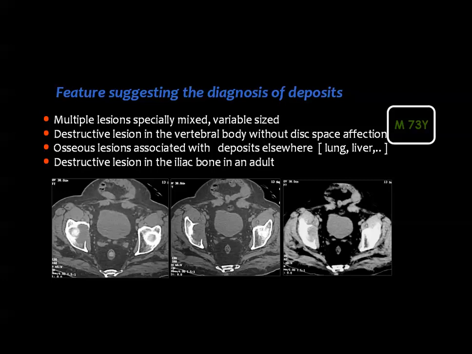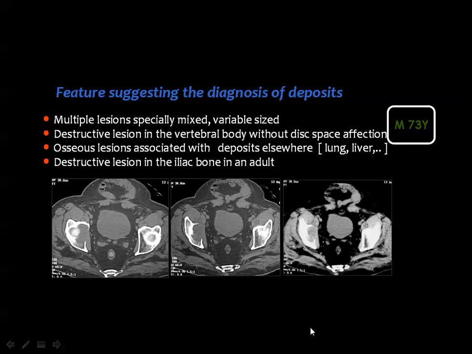And you may ask, what about the primary tumors of the spine? And you know that metastasis is by far the most common malignant tumor of the spine. Then whenever you see a destructive lesion in the vertebral body without disc space affection, think of metastasis. And a good policy to follow here: don't go for bone scan, don't go for any other imaging modality, but go direct for biopsy. If you see this destructive lesion in the vertebral body, go direct for biopsy.